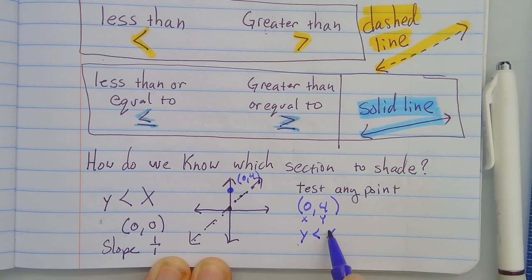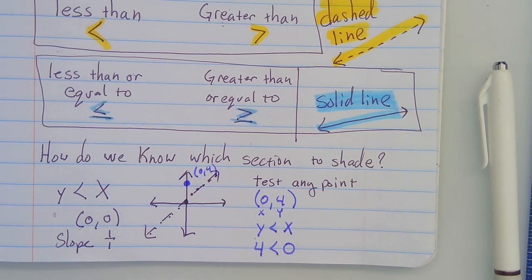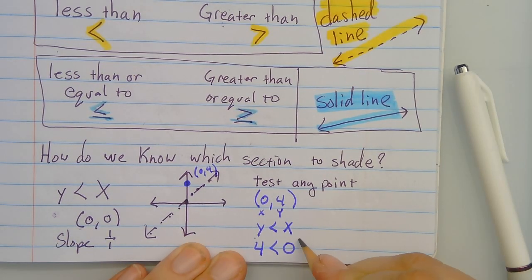Is y less than x? Is 4 less than 0? Is that a true statement or a false statement? Is 4 less than 0? Any interaction would be great. Is 4 less than 0? Thank you. Because this is false, do not shade that side. False, don't shade.